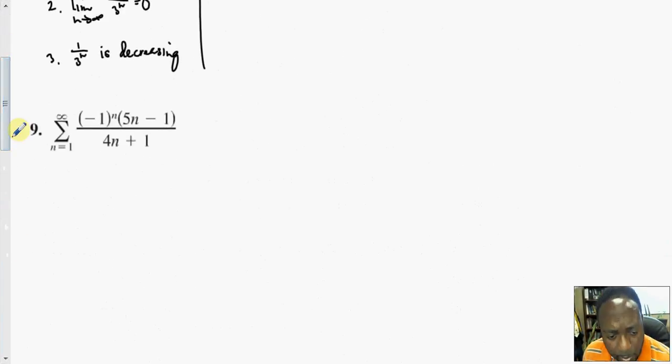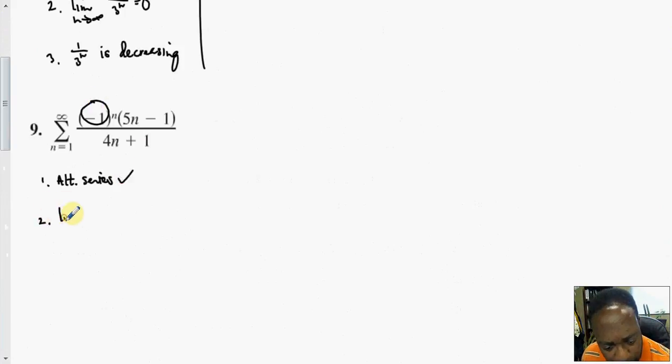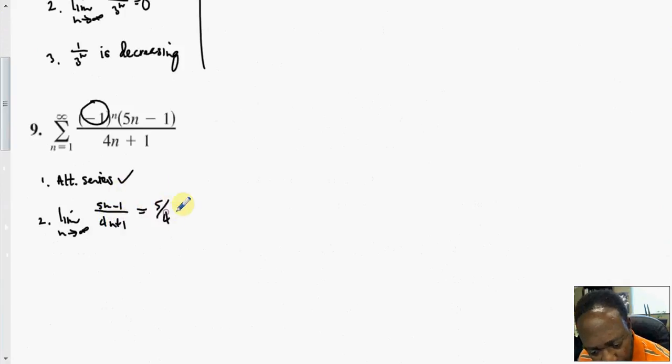For the next one, is it an alternating series? Yes, it is. What about the limit as n goes to infinity of 5n minus 1 over 4n plus 1? This limit is equal to 5 over 4. It's not equal to 0, right? It's alternating series. Matter of fact, these terms are increasing because 5 is greater than 4.